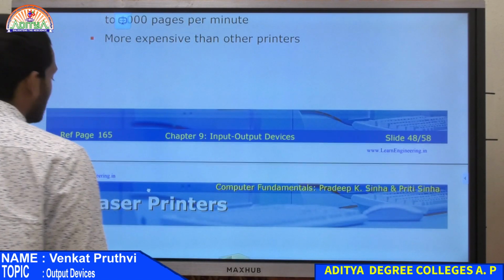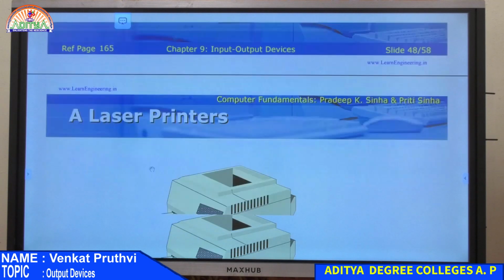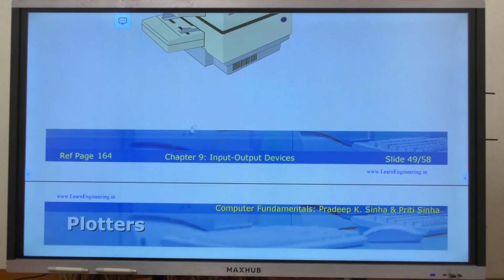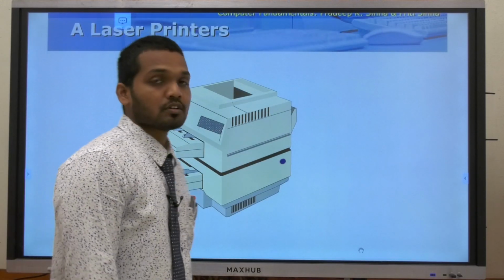We'll see these laser printers in the next class, and after that we'll see what are the different plotters that we have in the next class. Okay, so that's all for today.